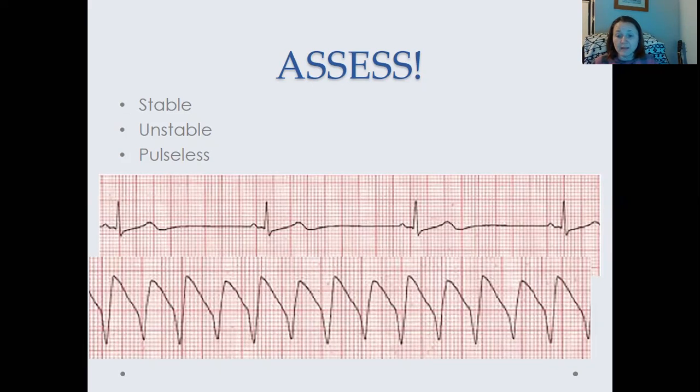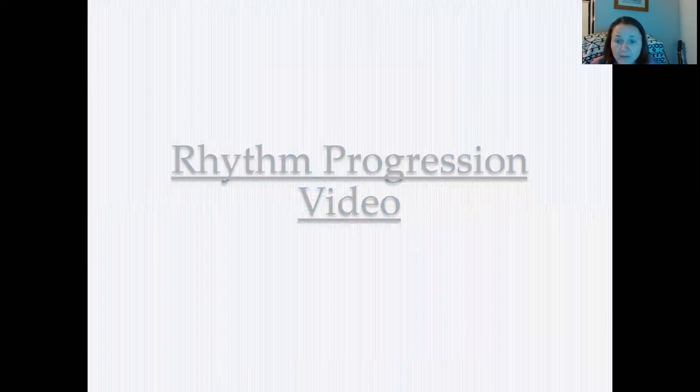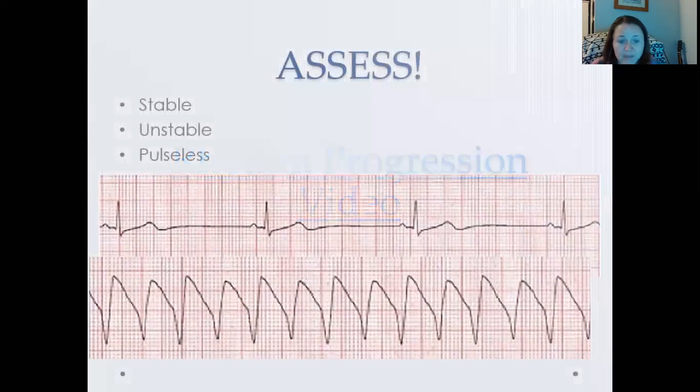And then lastly, if somebody is pulseless, so if there is no pulse, there is no perfusion, then it is going to be an emergency. This is a code blue. This is an urgent situation. We are going to need to begin CPR immediately.